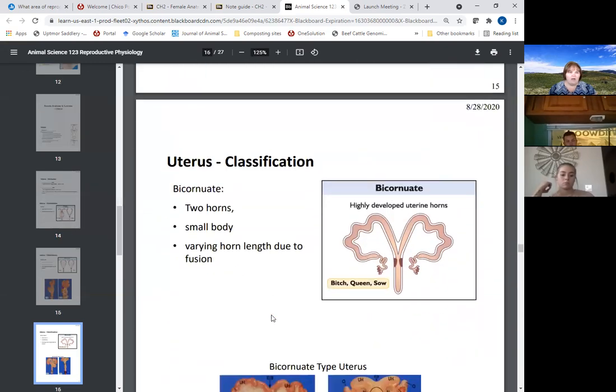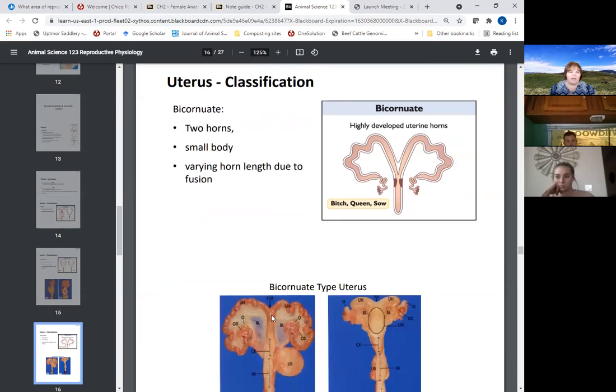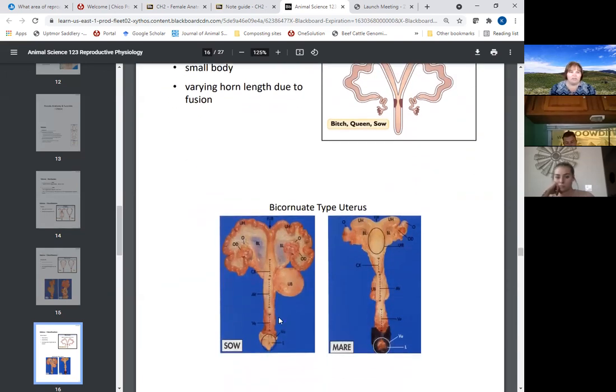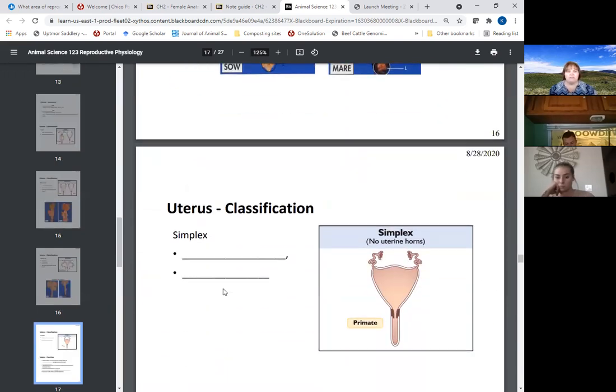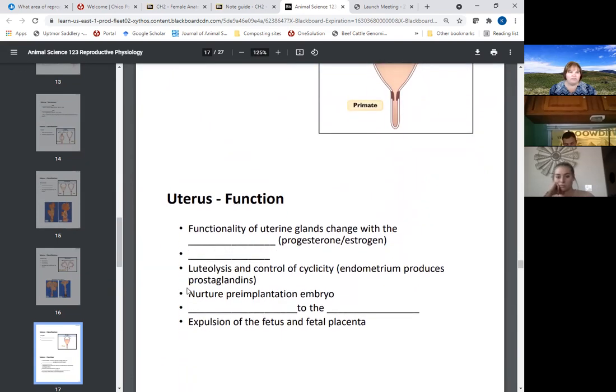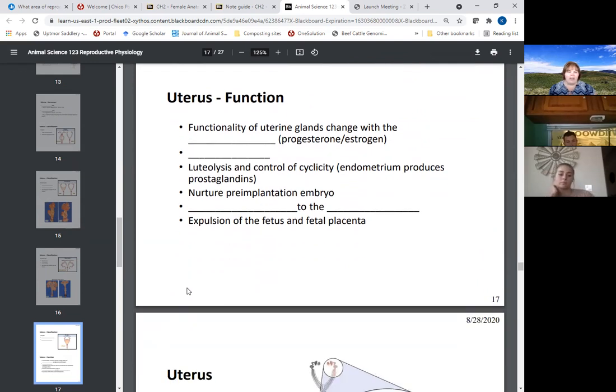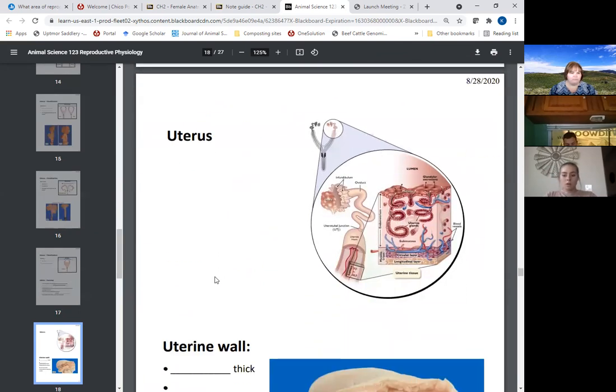All right. We spend lots of time talking about the uterus because with different species, they have different types of uteri. So cattle and sheep tend to have a bicornuate uterus, whereas humans tend to have a simplex uterus. So humans and primates. And so those are going to have similar functions for sure, but the orientation is going to be much different.